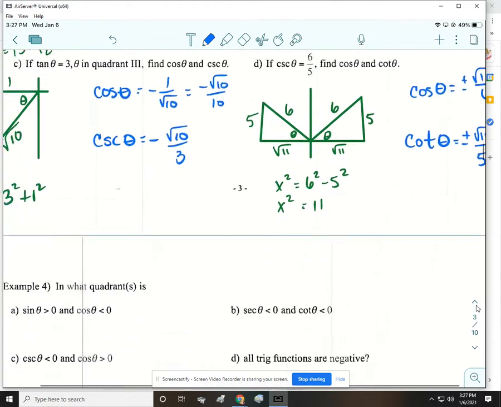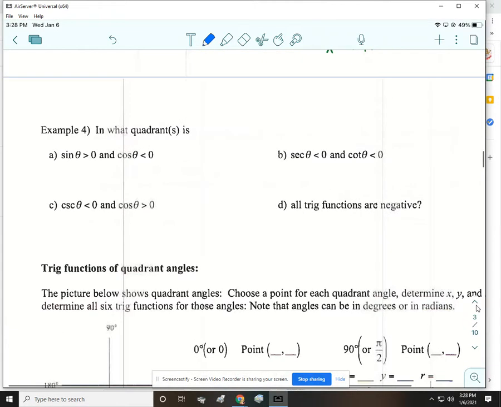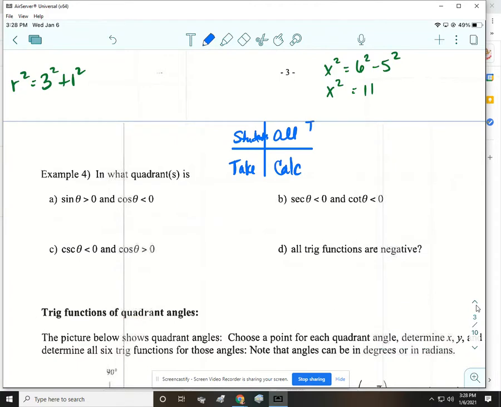All right, and then for example 4, we are just going to use the rule that we talked about yesterday. All students take calculus to answer some questions. And don't forget that all students take calculus tells you where the original 3 trig ratios are positive, and then the quadrants go around in that same order: 1, 2, 3, 4.